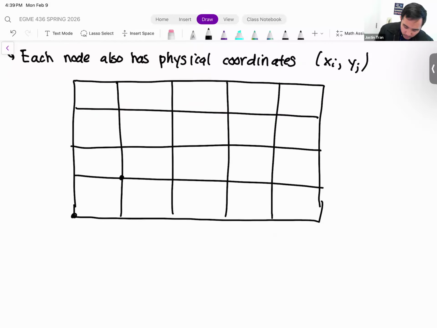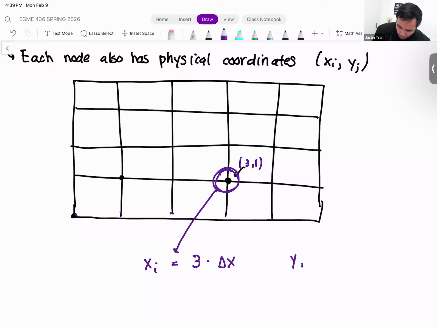Okay, so for example, let's say that we want to find the physical coordinates for this node right here. First thing we're going to do is find the ij coordinates for this, and so this is 0, 1, 2, 3, 1. So the ij coordinates for this are 3, comma 1. And so the physical coordinate xi, excuse me, is just going to be 3 multiplied by the grid spacing in that direction, so 3 times delta x. And then yj is going to be the j index, which is 1 in this case, multiplied by delta y.